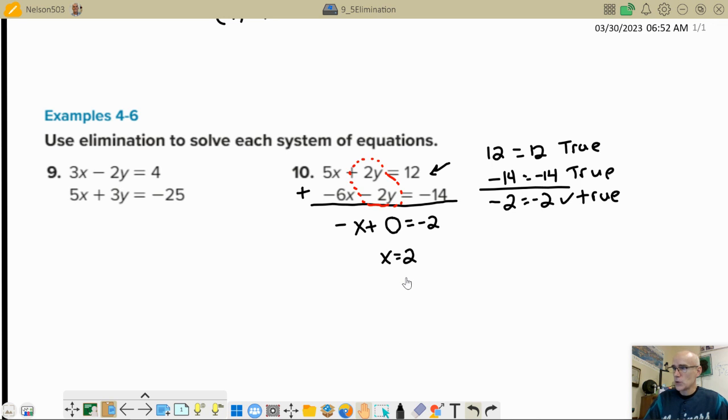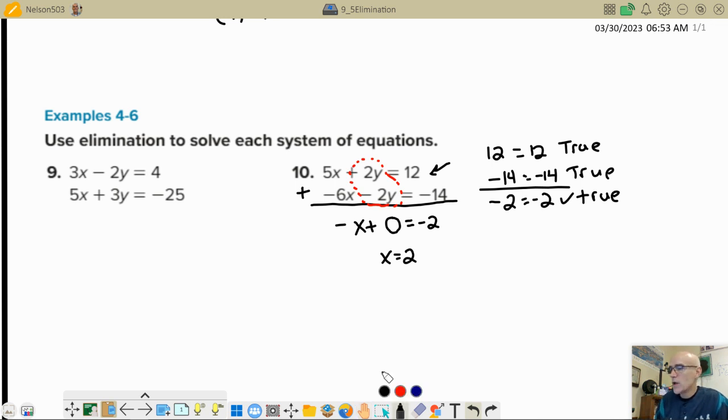Okay. So that was easy when the coefficients are the same. But what if the coefficients are not the same? Like here's a 3, here's a 5, here's a -2, here's a 3. If we add the two equations together right now, neither one of the x or the y are going to go to 0 y's or 0 x's. So here's what we do in that case.